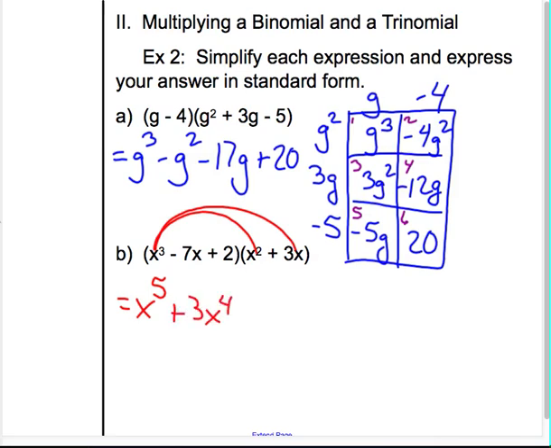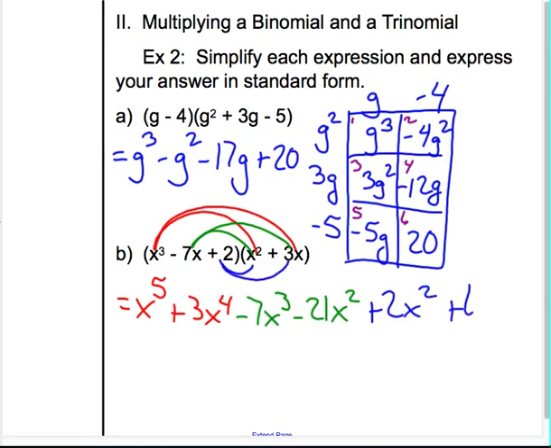And then I have negative 7x times x squared is negative 7x cubed. And negative 7x times 3x is negative 21x squared. And finally, my last term, I've got 2 times x squared is positive 2x squared. And 2 times 3x is positive 6x. So then we look for our like terms.